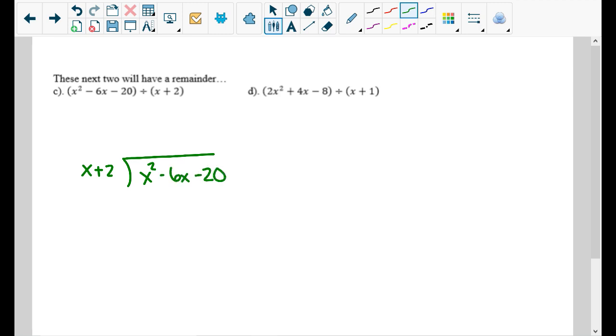So again, eliminate that first term. Everything's exactly the same. What times x gives me x squared? Well, x does. X times x, x squared. X times 2, 2x. Subtract. So again, I leave it open. If it's positive, I don't write anything, and then I put my subtraction signs in there. That's going to be the biggest mistake. So x squared minus x squared is 0. Negative 6x minus 2x is negative 8x. Bring down the next term, negative 20.